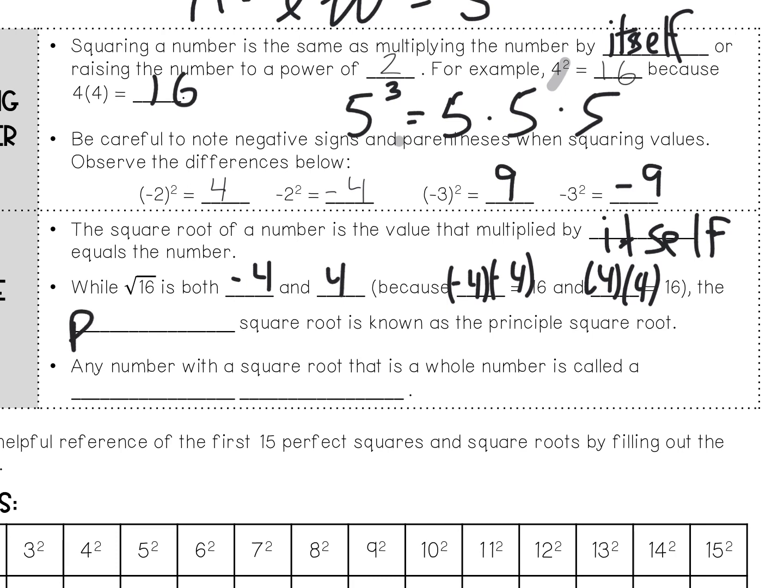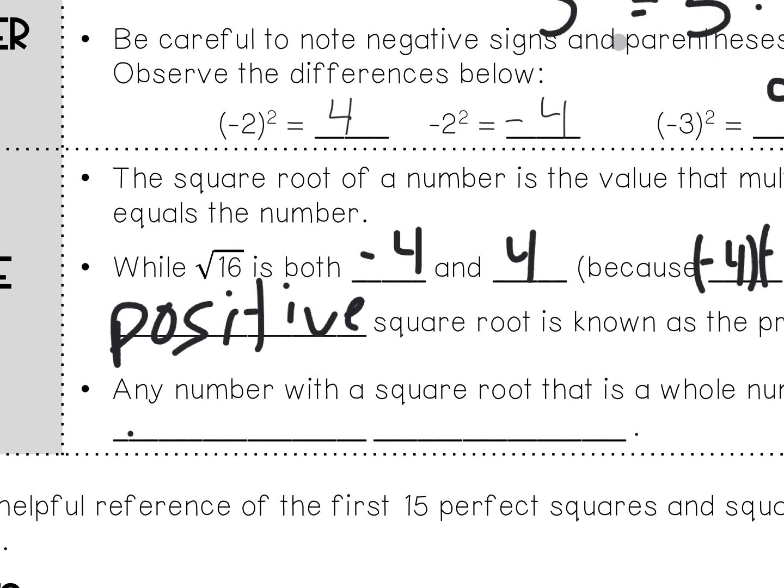The positive is called the principal square root. And this is one of those really nice things, this thing down here. Any number with a square root that is a whole number is called a perfect square.